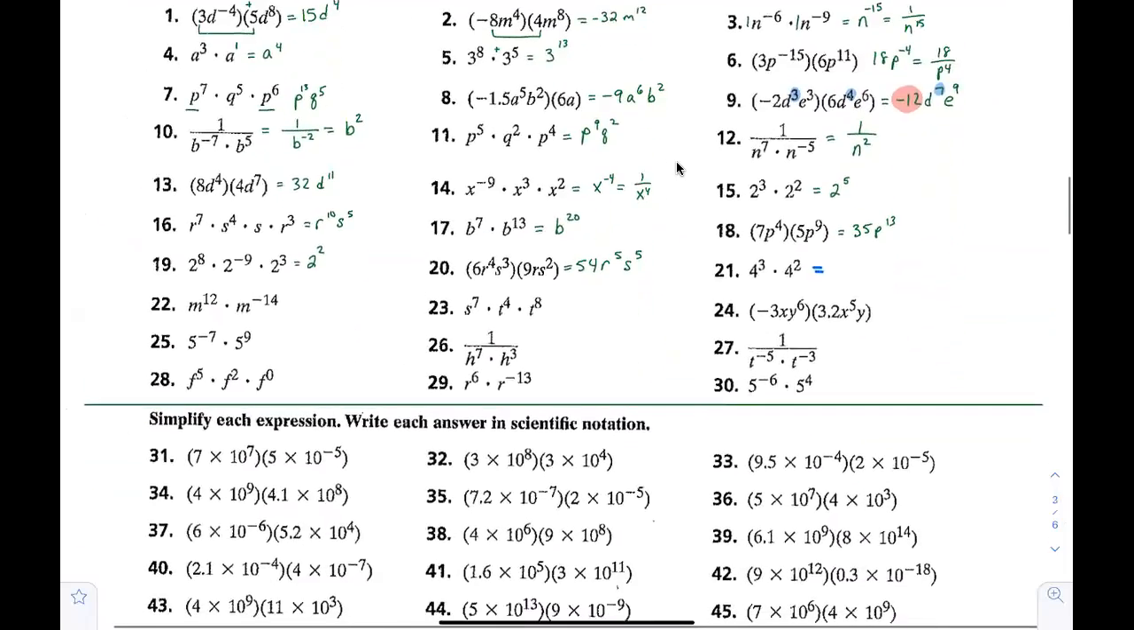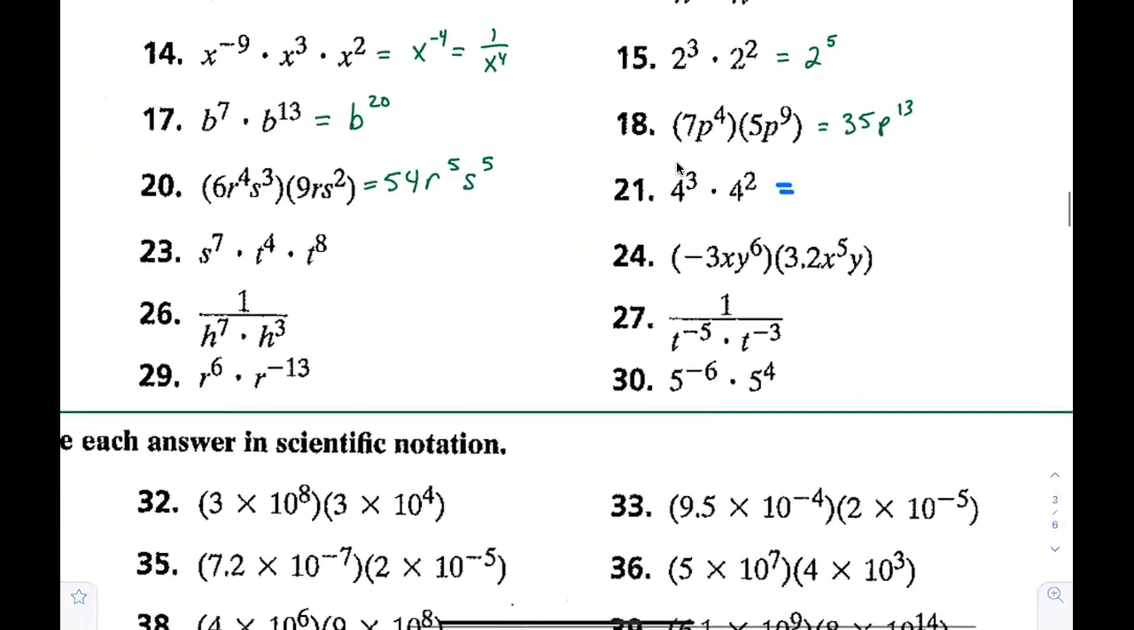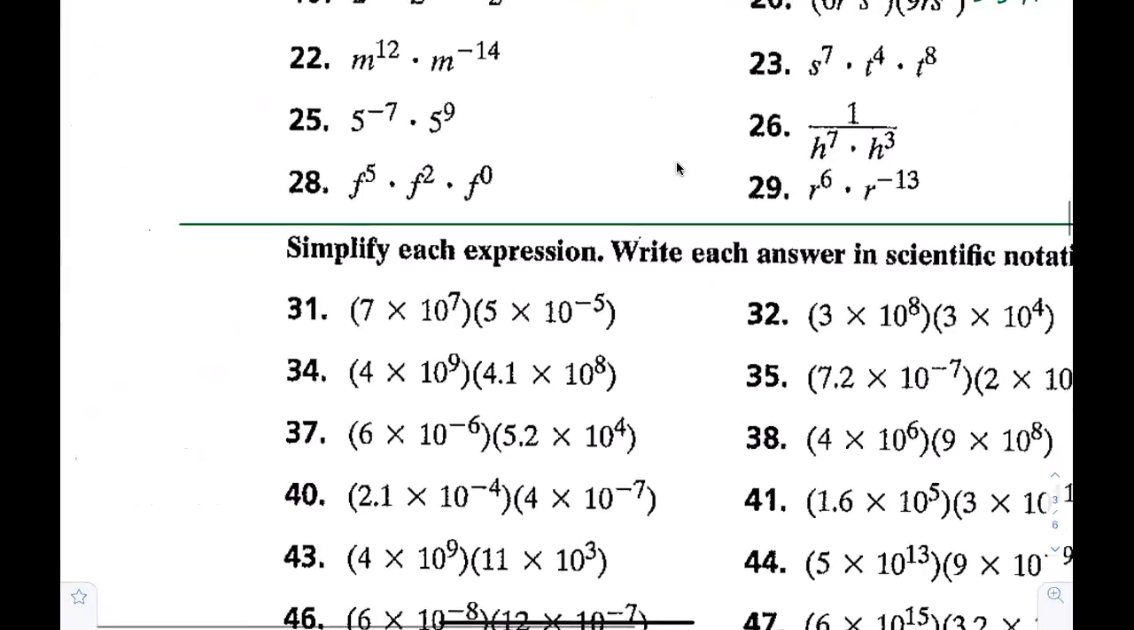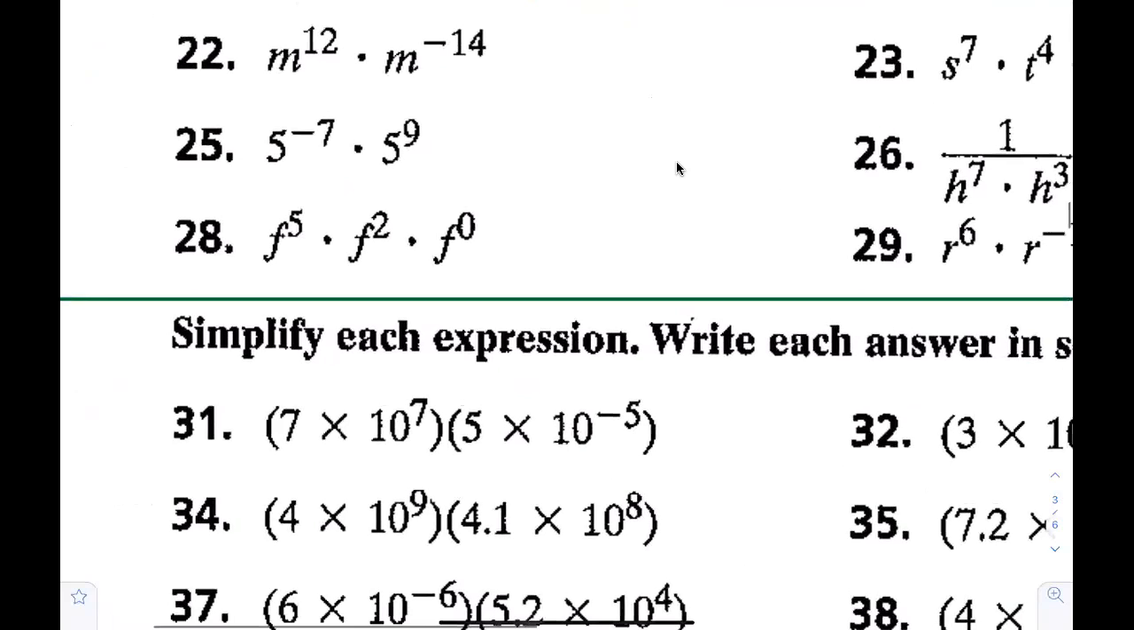Section 7-2, 4 to the third times 4 squared. Yes, 4 to the fifth. And if you wanted to write 1024, that'd be okay too, but not necessary. 22, which brings me to Austin, go.